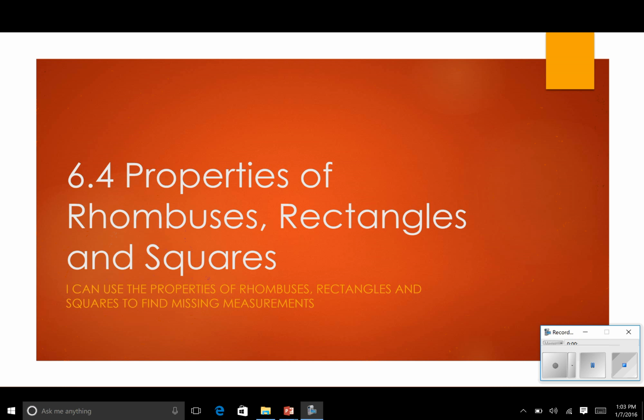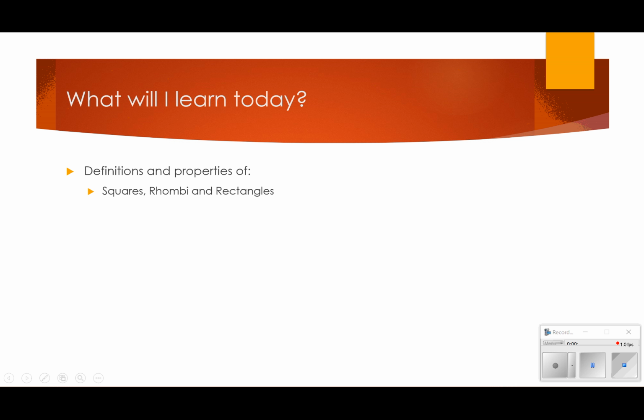So today we are going to continue our study of parallelograms, but instead of just being parallelograms, we are going to look at specific kinds of parallelograms. We're going to be looking at squares, rhombi, and rectangles. While I know that you know the basics of them, we're going to be a little more formal with their properties and with their characteristics. So let's go ahead and get started with that.